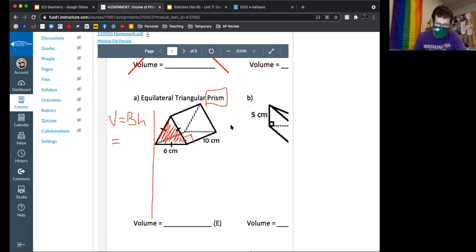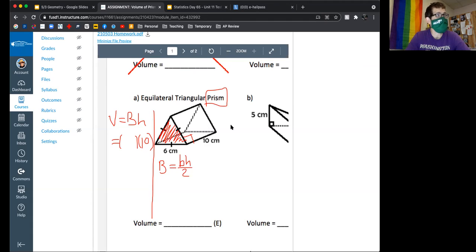Okay, so I don't know the area of the base yet. I'll leave that one blank, but I know the height of the prism is 10. So now I have to do a separate calculation, and this is how we approach volume problems. The separate calculation I need to do to find the area of the base, remember that's capital B, area of the base. This is a triangle. The face that I just shaded is a triangle, so my formula is base times height divided by 2.